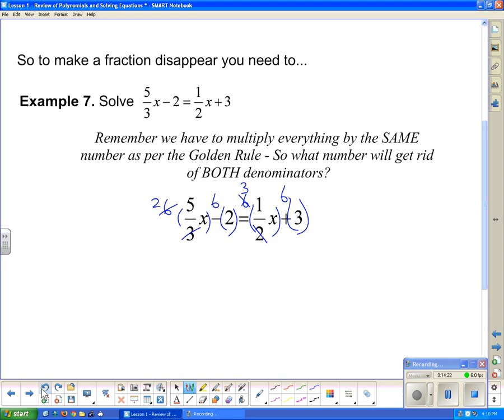So now I take a look at it and I see all I really have to do is 2 times 5x, which is 10x. And then 6 times 2, and there's that negative there, is minus 12. For the next term, I have 3 times 1x is just 3x. And lastly, 6 times 3, we get plus 18. And now you can see our fractions have disappeared, and I'm just left with an equation like what we've done before.